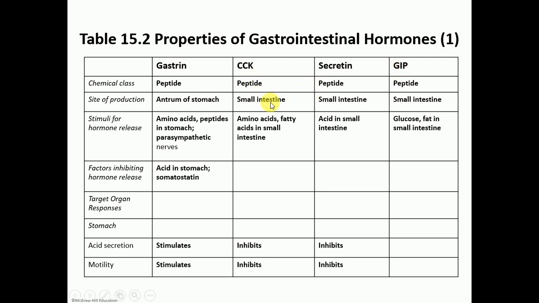So CCK is released when the chyme is made out of mainly amino acids and fat. Okay, so you'll see here that it'll inhibit the acid secretion and motility from the stomach because we are done with gastric secretions. We no longer need it. The stomach is already emptying its contents into the duodenum. So these hormones are going to come out and tell the stomach you can stop making HCl, you can stop your motility, you're already emptying your contents.